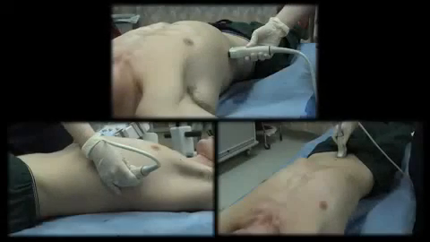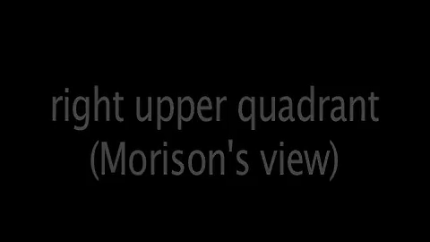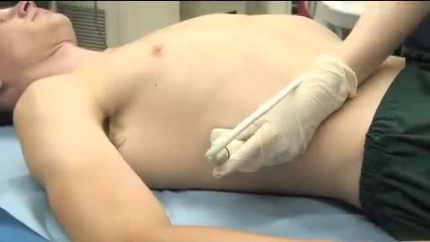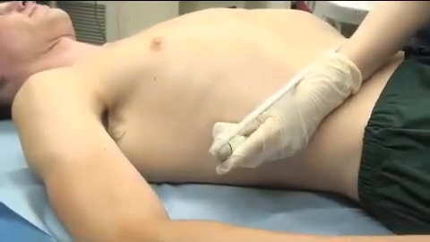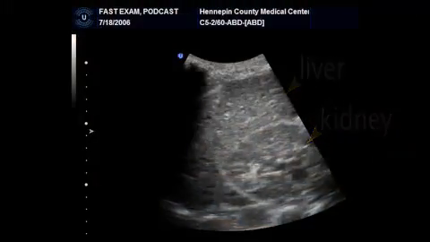To simplify our FAST exams, we keep the probe marker pointed towards the patient's head for all abdominal views. The easiest abdominal view to obtain is the right upper quadrant, often referred to as Morrison's view. The probe is placed in the mid-axillary line at about the 7th to 11th rib interspace. This view will demonstrate the liver, kidney, and right diaphragm.